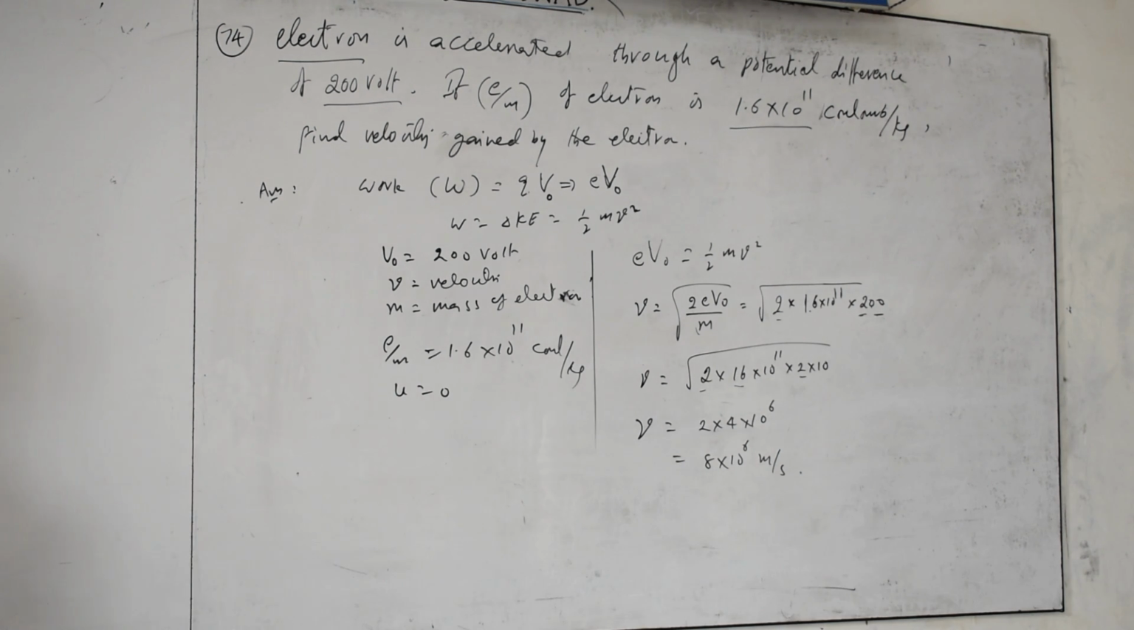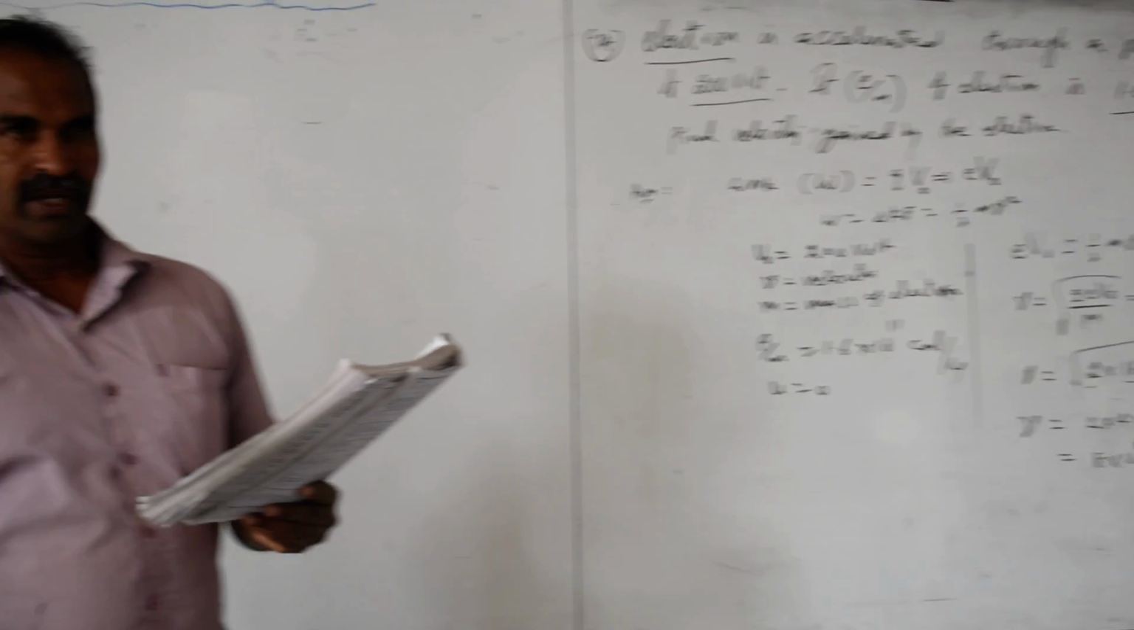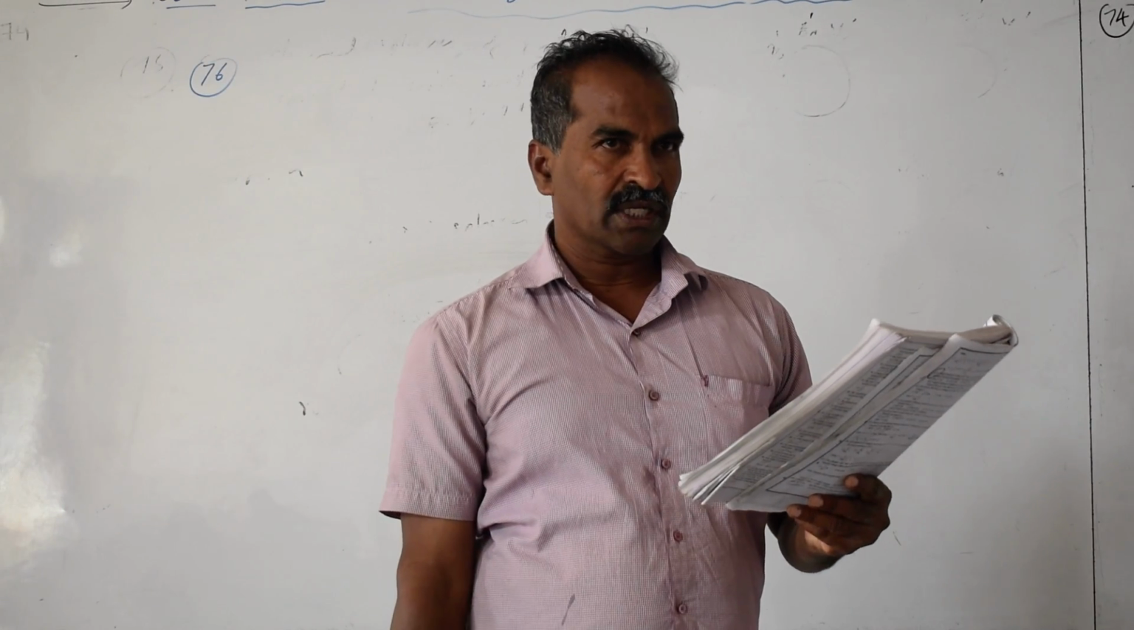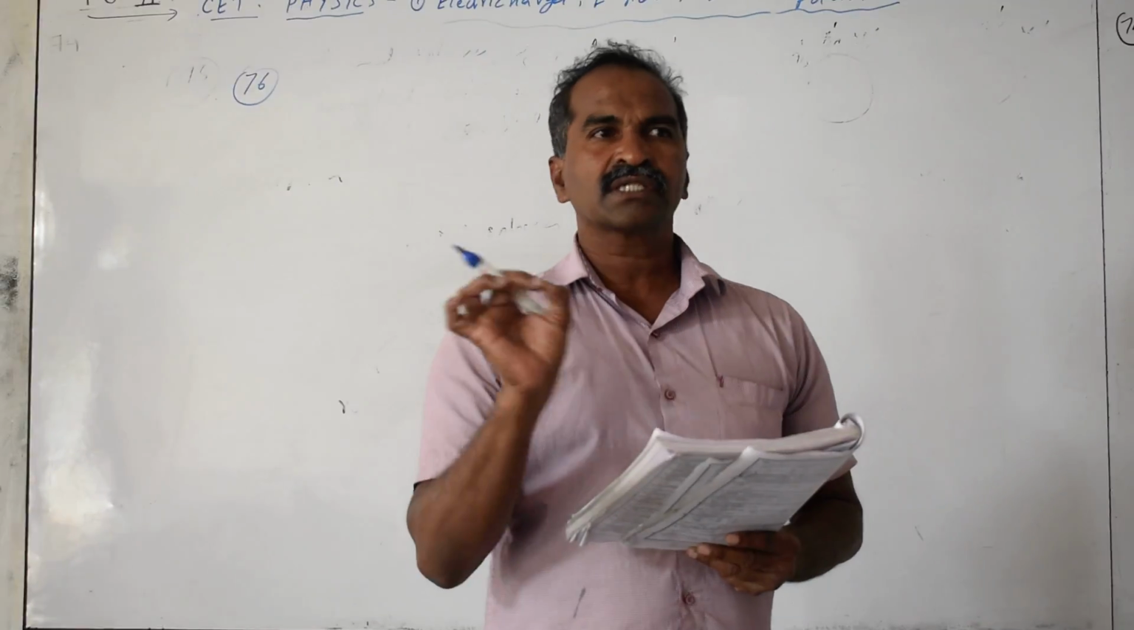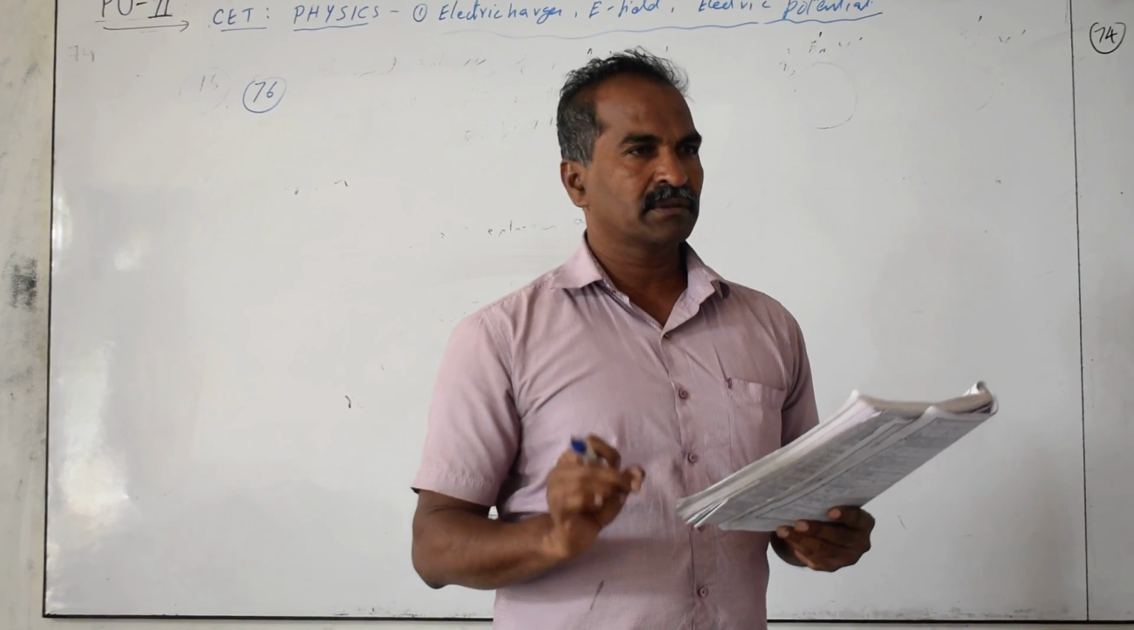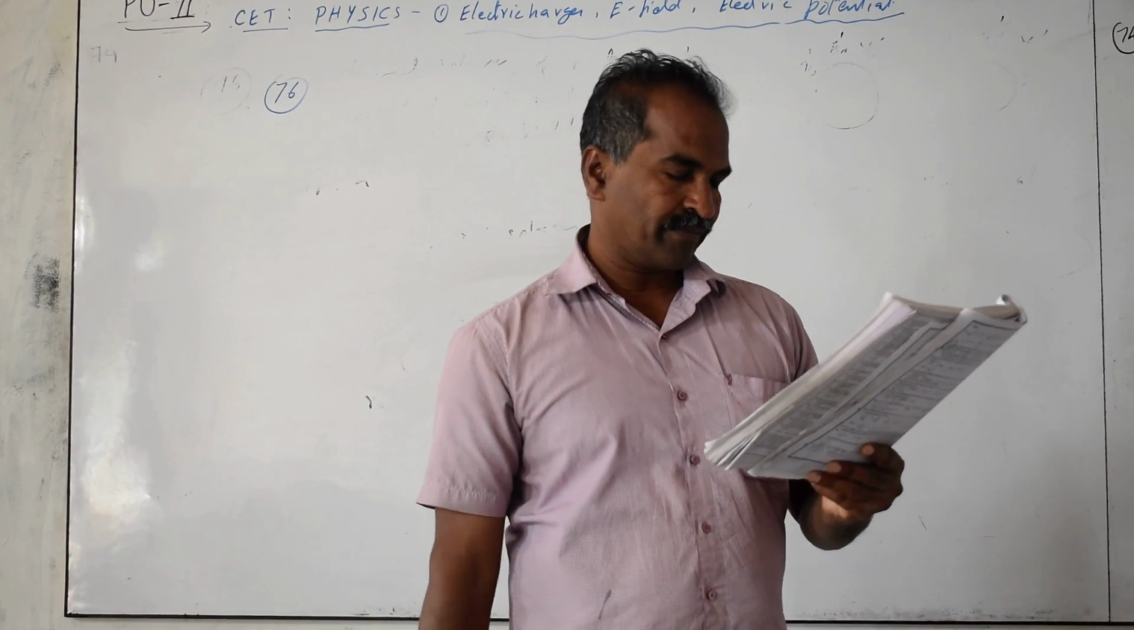Next, 76. I am checking here. Others I am leaving; if no hints are given in between, you can go through that. 76. Question numbers with star marks are very, very important. That means these questions have been repeated multiple times.